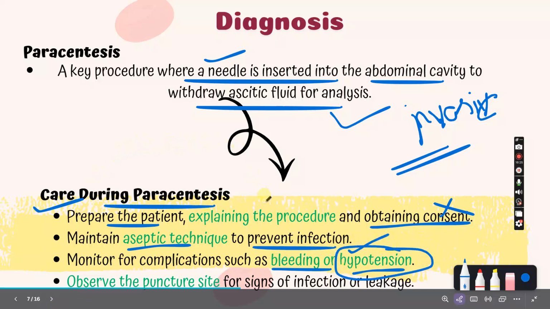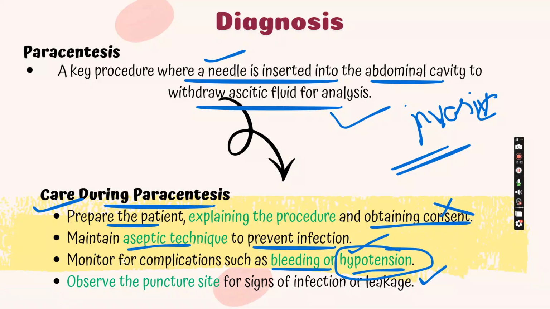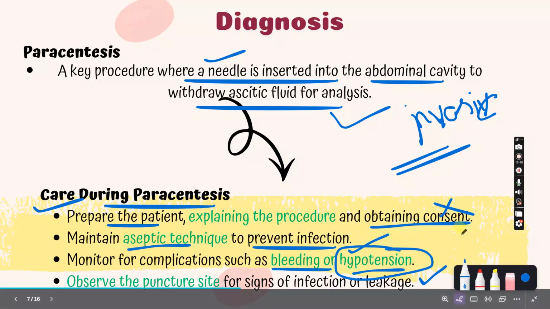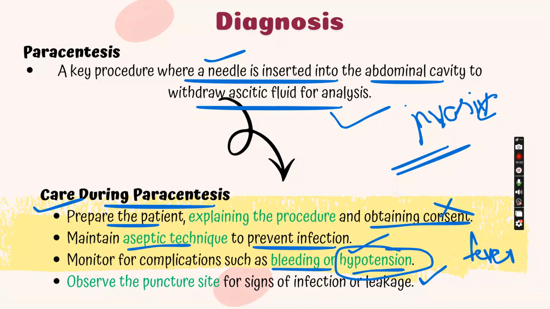The next is to observe the puncture site for signs of infection or leakage. How will we be able to see that? The first sign of infection is fever. There will be an increase in the temperature, or there will be pus-like formation at the puncture site. These indications tell us that the patient might be suffering from an underlying infection that might have occurred during the paracentesis process.